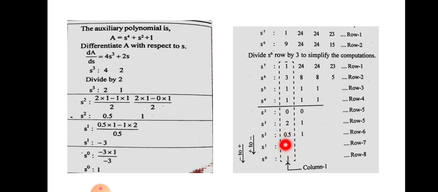That means this sign change indicates that one of the roots of this characteristic equation lies in the right half of the plane. This is an unstable system. In the case of an unstable system, roots will be lying on the right half of the S-plane, and the number of roots that are lying on the right half of the S-plane is 1.